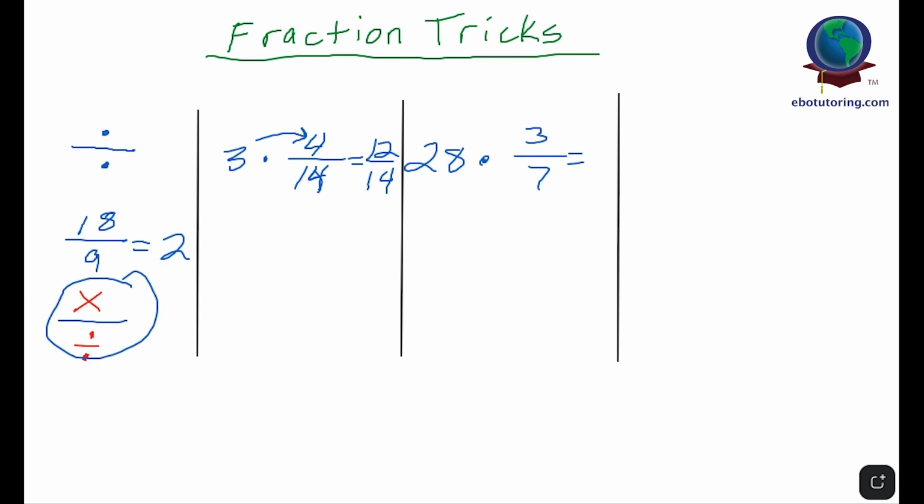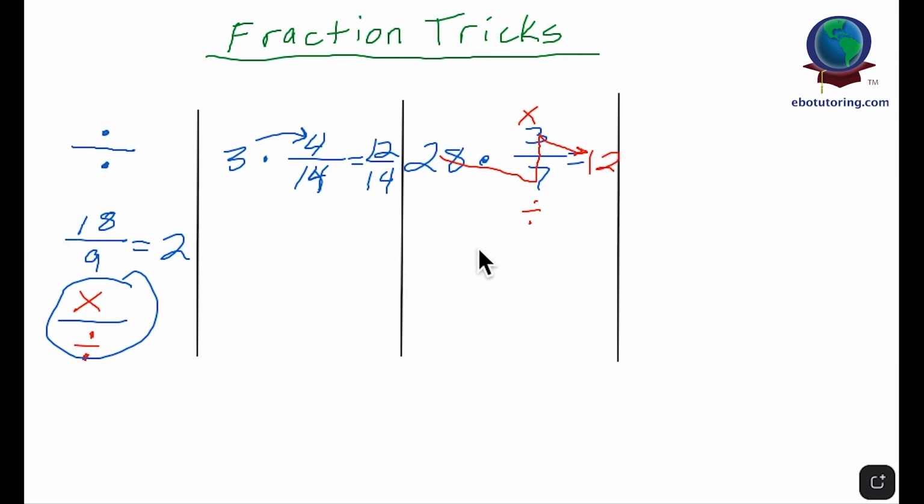We said it before, say it again. Divide the bottom, multiply the top, if the bottom is divisible. 28 divided by 7, do that first. That's 4. 4 times 3 is 12. There's your final answer. Wait a minute. Do that again? Yeah, I'm going to show it to you.